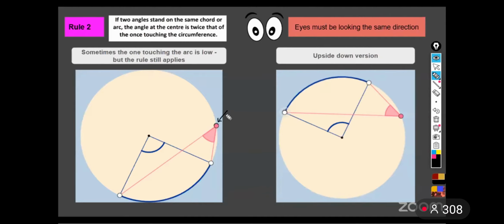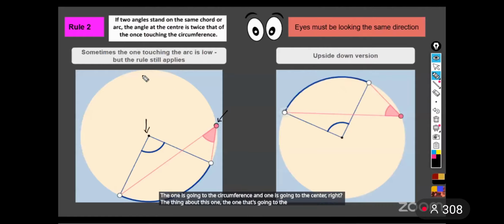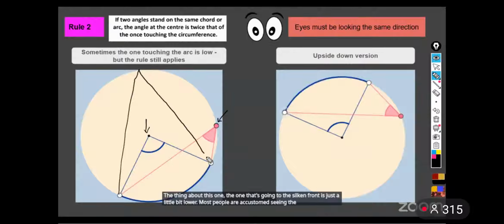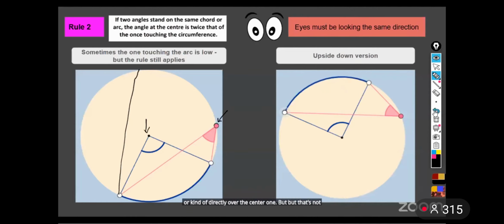One is going to the circumference, and one is going to the center, right? The thing about this one, the one that's going to the circumference, is just a little bit lower. Most people are accustomed to seeing the one going to the circumference being very high or kind of directly over the center one. But that's not the actual rule, right?